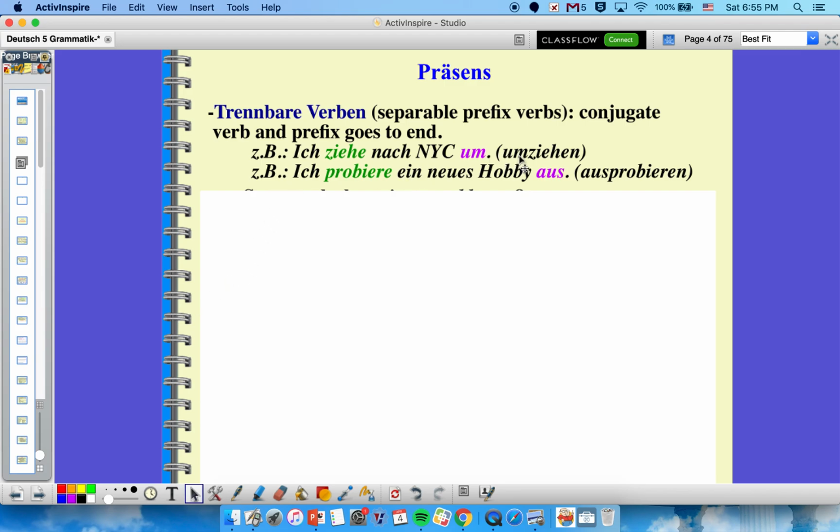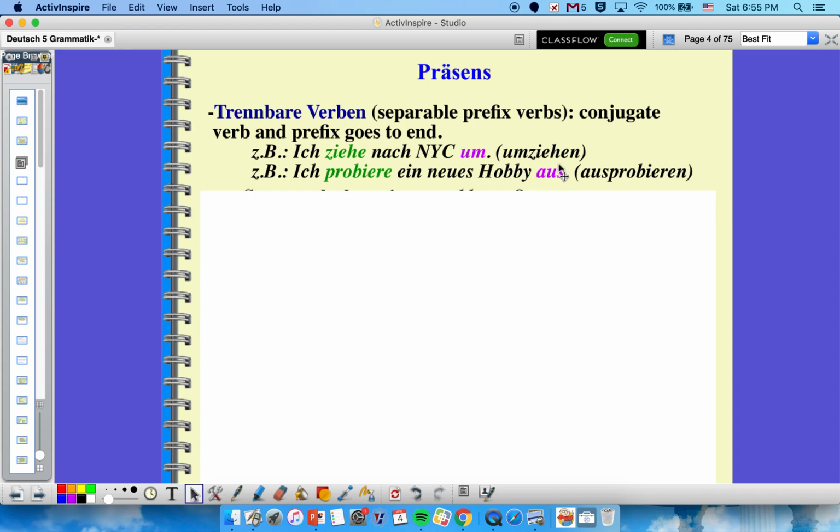So for instance, umziehen is to move, like to move somewhere. In the reflexive, remember, sich umziehen is actually to change clothes, but just umziehen, not reflexive, is to move somewhere. So I could say, ich ziehe nach New York City um. Ausprobieren would be to try out something. So you could say, ich probiere ein neues Hobby aus.